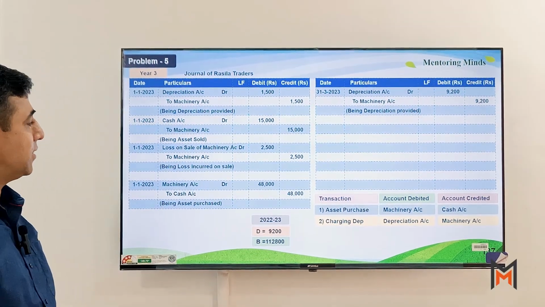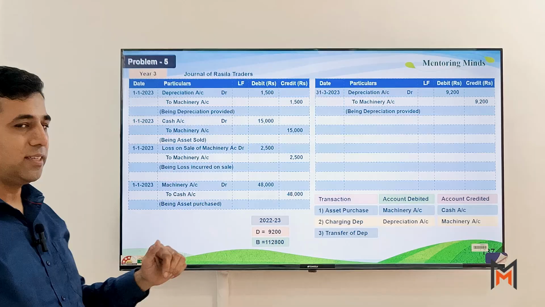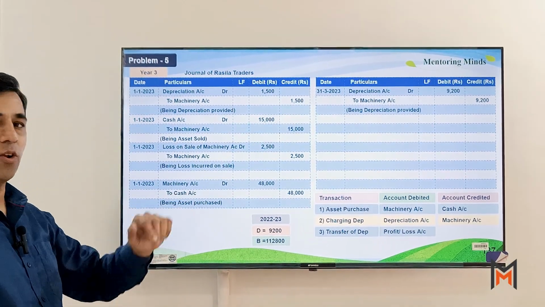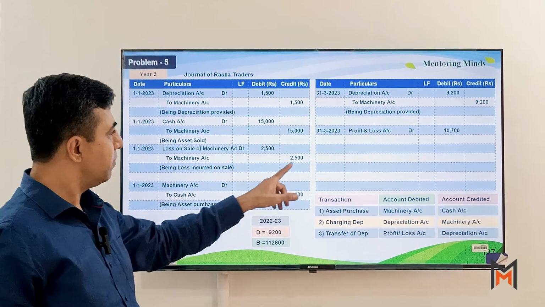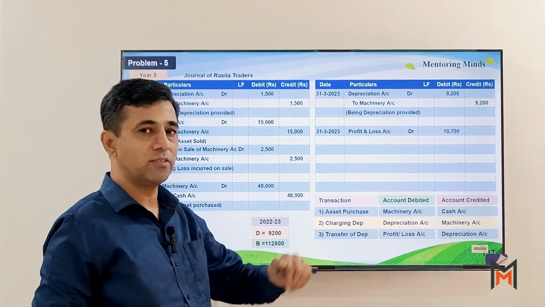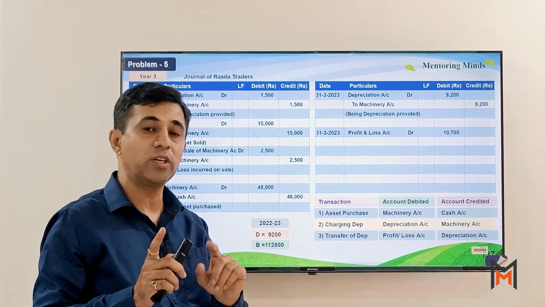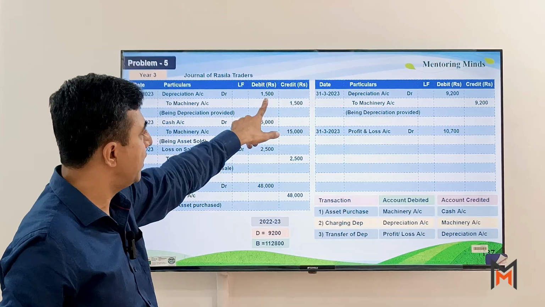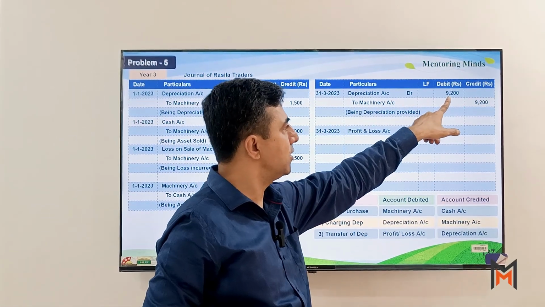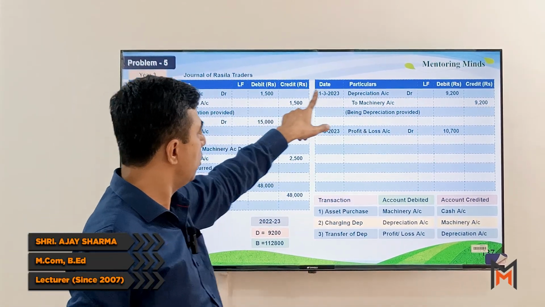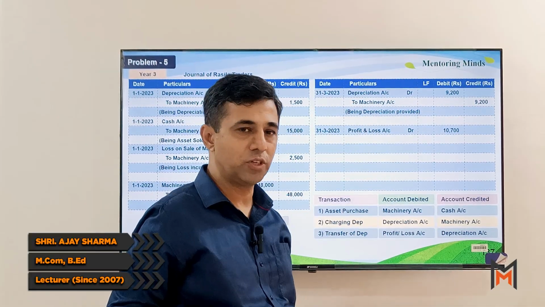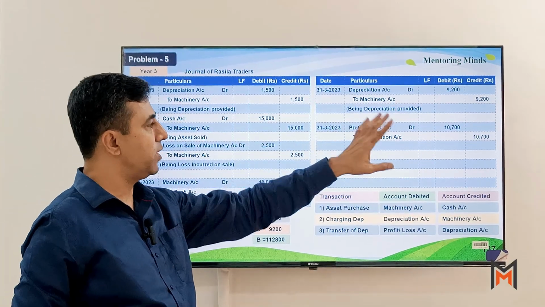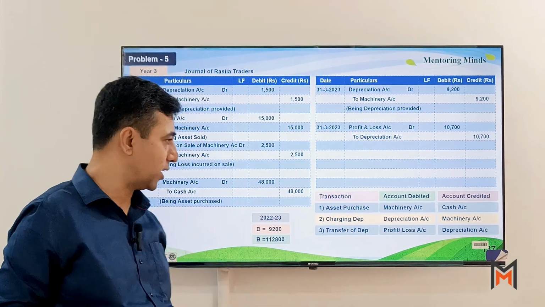Now the next entry is transfer of depreciation. So this depreciation we are going to transfer it to profit and loss. The entry is profit and loss to depreciation. But remember, when we say about profit and loss, we have to transfer the total amount of depreciation. The first depreciation was 1500 and now the total depreciation is 9,200. So total of 1,500 plus 9,200 is 10,700. This depreciation we have transferred it to profit and loss account.